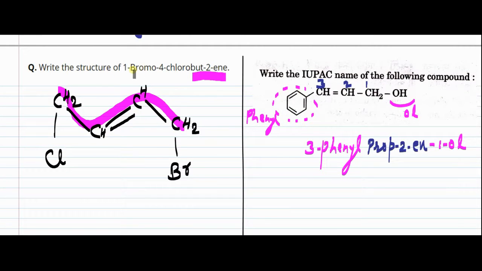Write the structure of 1-bromo 4-chloro butene. Butene, but means 4 carbons, 2 in position of double bond 2, 3.